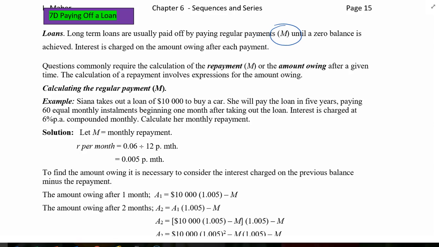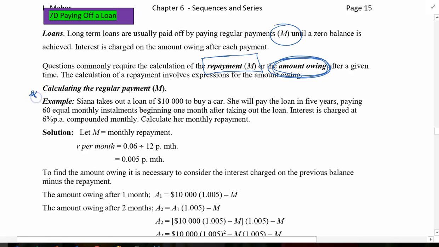The most common question that you will get asked is about the actual repayment, the size of the repayment. You could also get asked to show the amount owing. So it's these two aspects of the loan that we've got to have really clear.